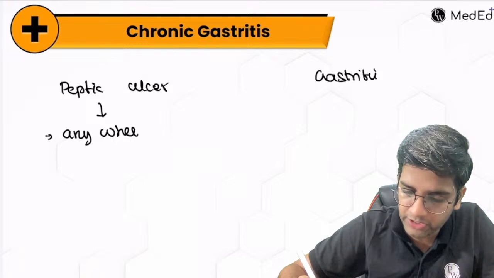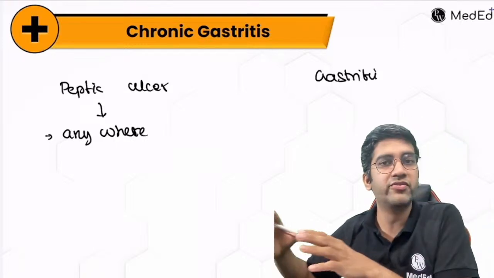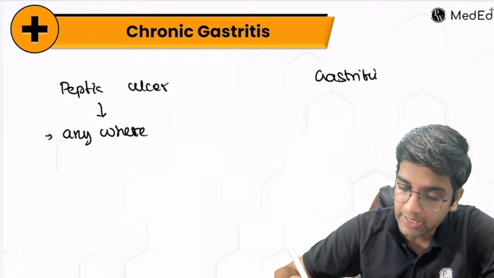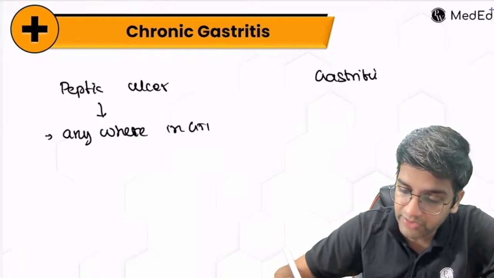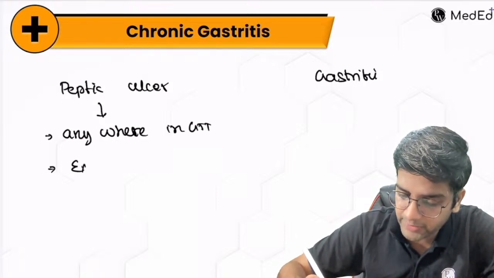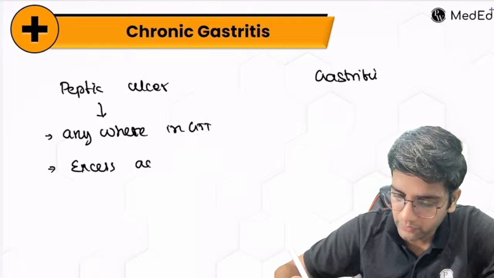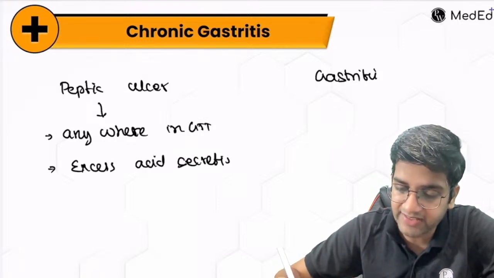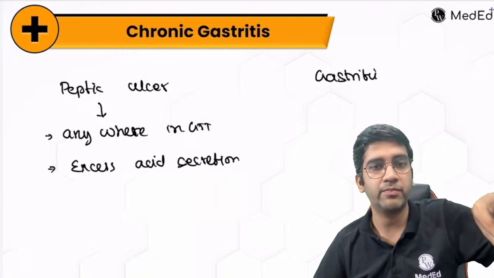I can see them in the duodenum, especially when there's a greater amount of gastric secretion, like in Zollinger-Ellison syndrome. I can see them in other parts of the GIT as well, right? Anywhere in the GIT, the reason for the ulcer is excess exposure to acid. So any disease which causes excess acid secretion, I will think of a peptic ulcer.